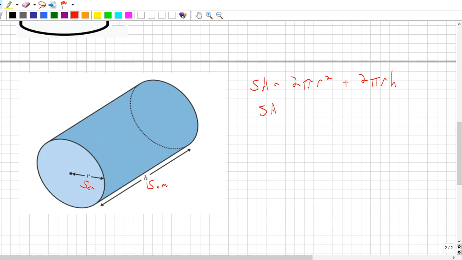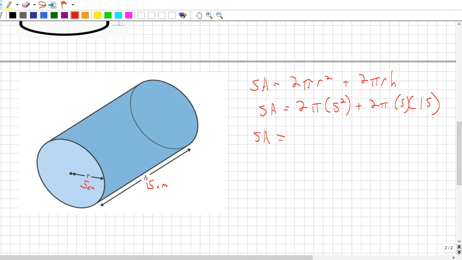So the surface area is equal to 2 times pi times the radius, which is 5, squared, plus 2 times pi times the radius, 5, times the height, which in this case is 15. I know it doesn't look like the height this time because it's on its side, but we still call it the height. It's still the height of the cylinder if the cylinder was set upright.